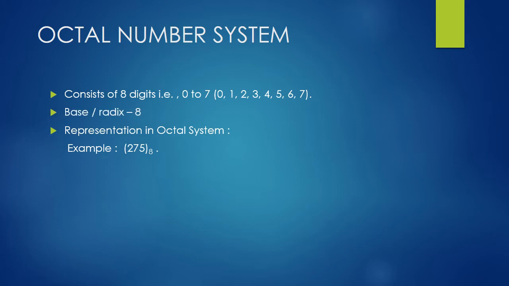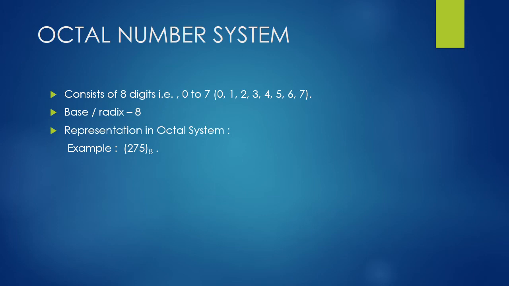Now, next one is how do we represent a number in octal number system. As you can see in the example given here, we write a number in octal number system like this, as we have already discussed in decimal number system and binary number system. In the same way, first we write the number, put brackets, and then write the base of octal number system, that is 8, as the base of the number. We write the base as a subscript.